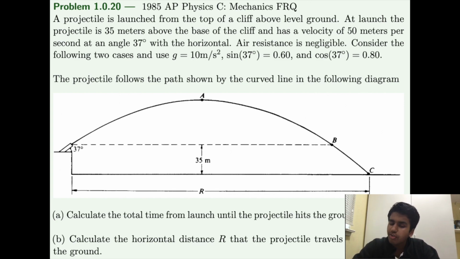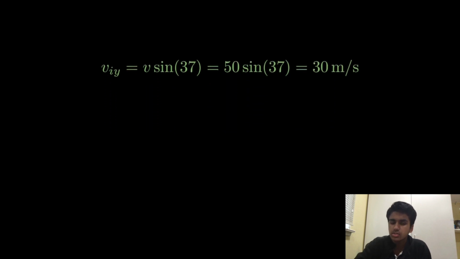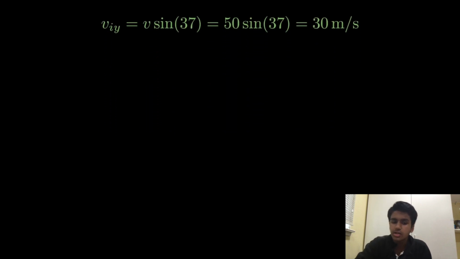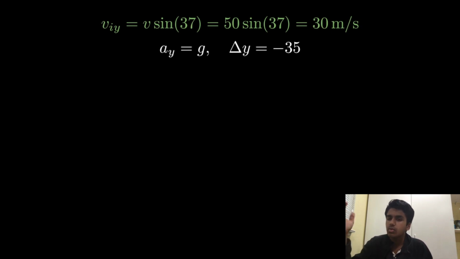So now we want to find the total time from launch until the projectile hits the ground at point C. Well, let's consider motion in the y direction, because in the y direction, we know that this projectile goes down minus 35 meters. It basically displaces downwards. On top of that, we know the initial velocity. It's basically 50 times sine of 37 degrees. And then we also know the acceleration, g. So since the initial velocity is 50 times sine of 37, we can use a calculator to find that that is around 30 meters per second.